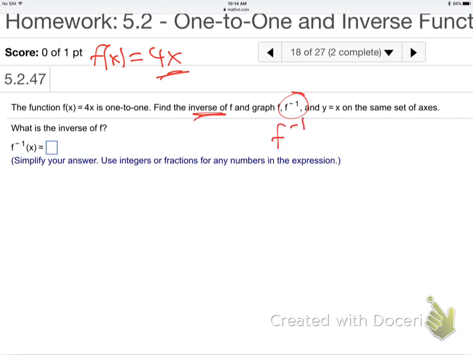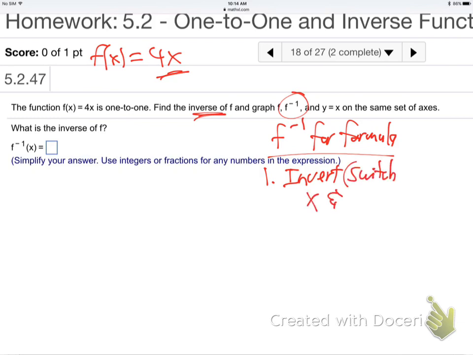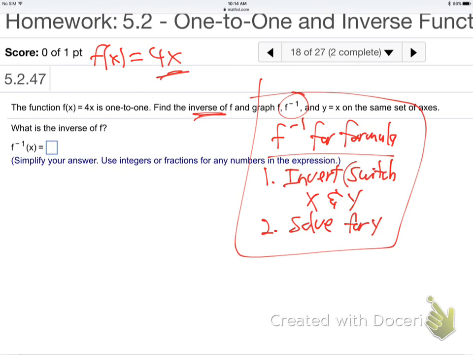So f inverse for a formula: number 1, you invert, switch x and y. Number 2, solve for y. That's all it takes. So invert, because inverse function means invert x and y, then solve for y. Now when I say invert x and y, look up there, where's y? I don't see y. Well, you know this is y. Function values are y values. So f of x, g of x, those are y, by common agreement in the math science world.